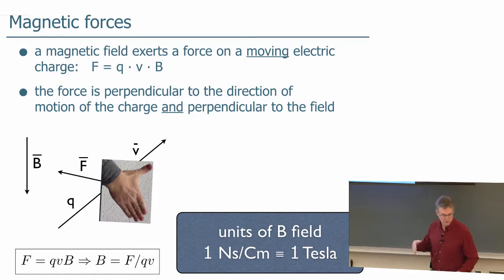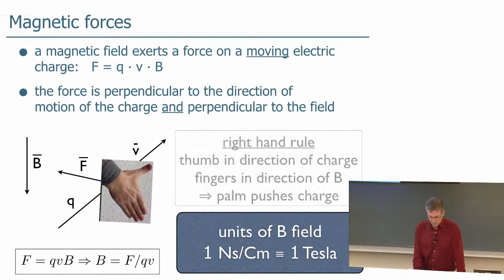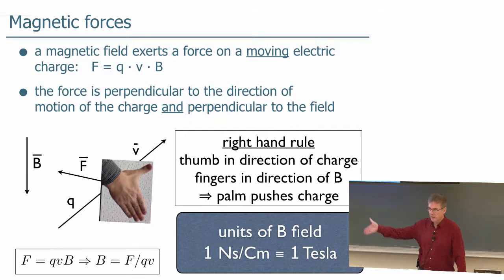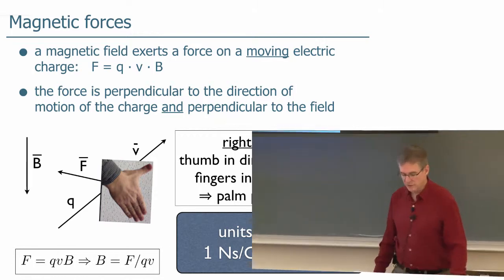We're going to mostly deal with the case where the magnetic field is 90 degrees from the direction of motion of the charge, so it's easy to visualize. And then the force is perpendicular to both the magnetic field and to the velocity. In terms of vectors, if you've done vector calculus or vector algebra, then you know that this is the vector cross product, V cross B. So that's the right-hand rule. Your thumb goes in the direction of motion of the charge, your fingers in the direction of the magnetic field lines, and then in that case your palm pushes the charge.